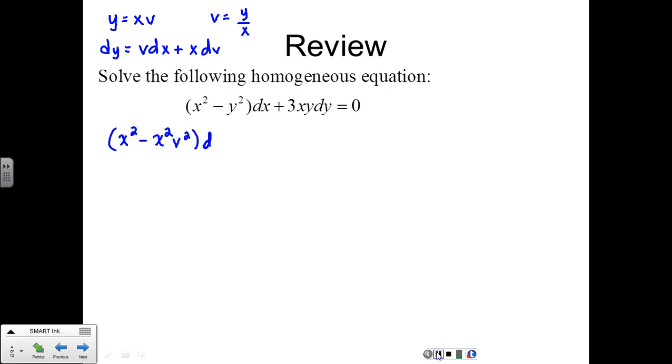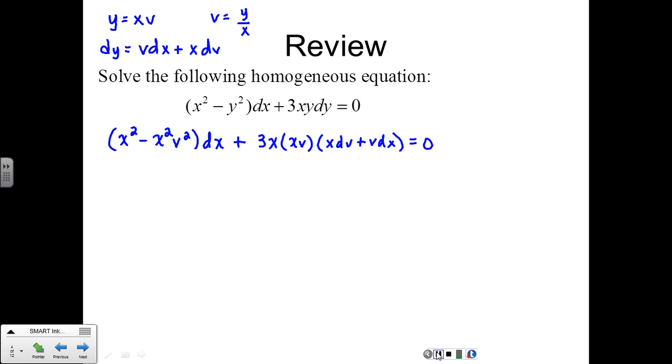dx plus 3x times y, so that's x v times dy, which is x dv plus v dx equal to 0. Do a little algebra here.